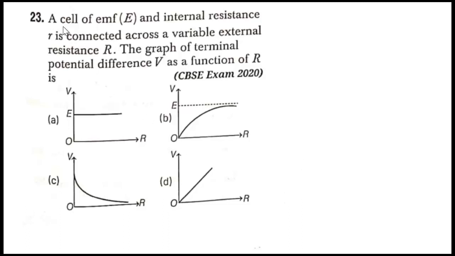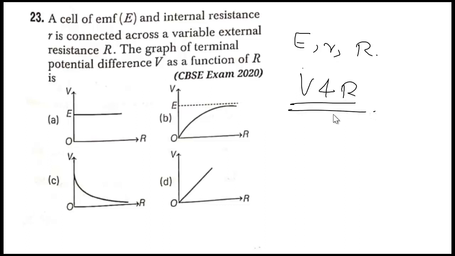23rd question. A cell of EMF E and internal resistance r is connected across a variable external resistance capital R. The graph of the terminal potential difference V as a function of capital R is. So here also the EMF of the cell is E and the internal resistance is r, connected across the variable external resistance. Here the variation is between V and capital R.